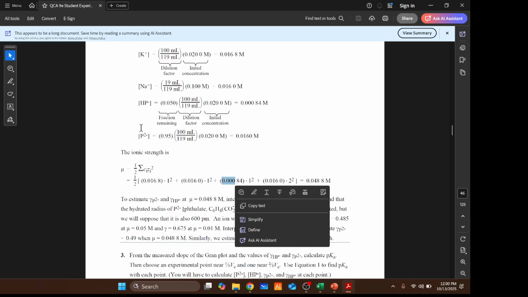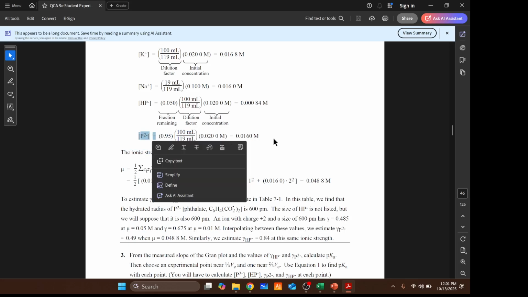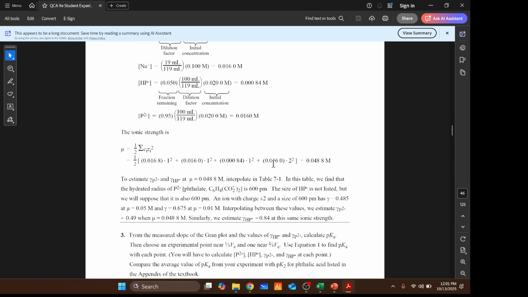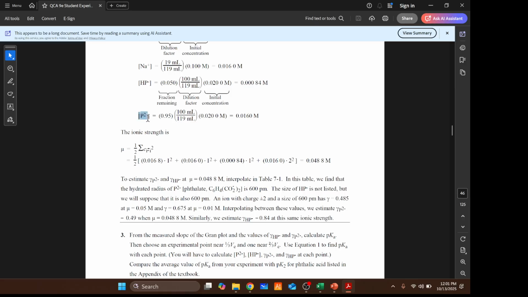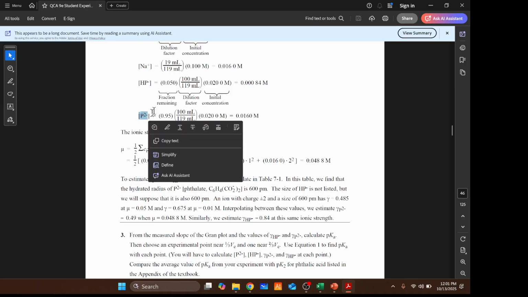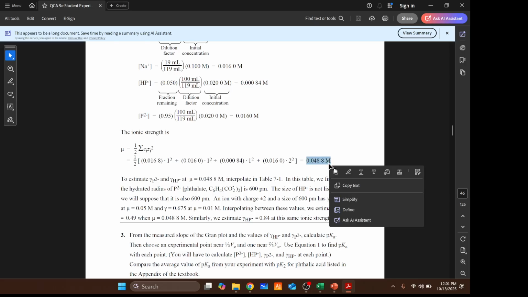Now, the only one that's going to have a big difference here is this P2 minus. Notice it has a -2 charge, right? And so what you're going to get is the concentration of that times 2 squared, right? Which is 4. So don't forget to multiply the concentration of this P2 minus here by 4. You add all of those together, and then you divide by 2. And that's going to give you your ionic strength right here. Everybody understand how to calculate your ionic strength?